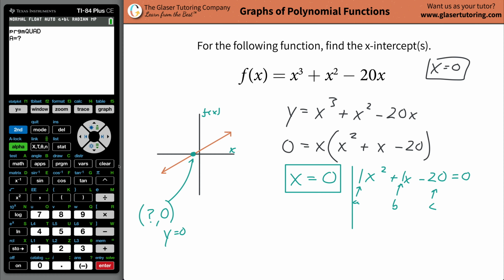Okay, so watch. If I go a is 1, hit enter. B is 1, hit enter. And then c is going to be negative 20. Watch. Look at that. It gave me the values of x, right? It tells me right here that x is going to be equal to 4 and x is going to be equal to negative 5. Okay?